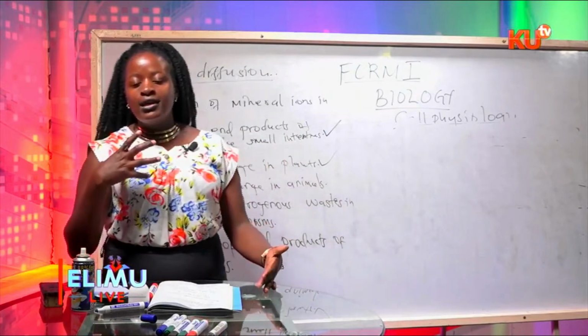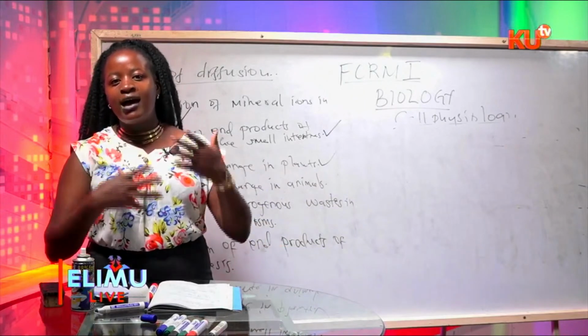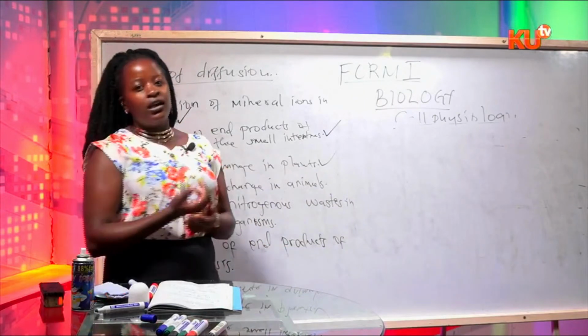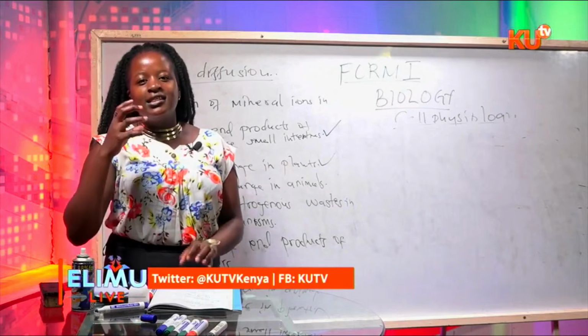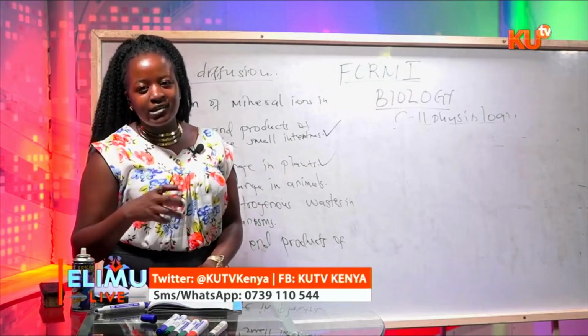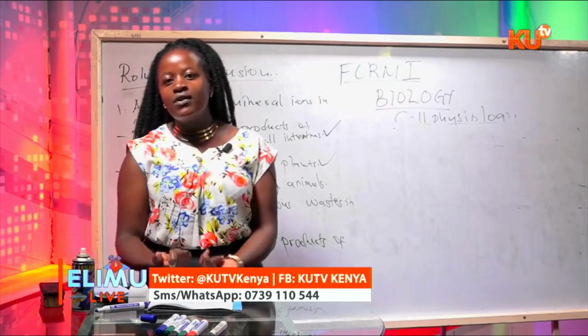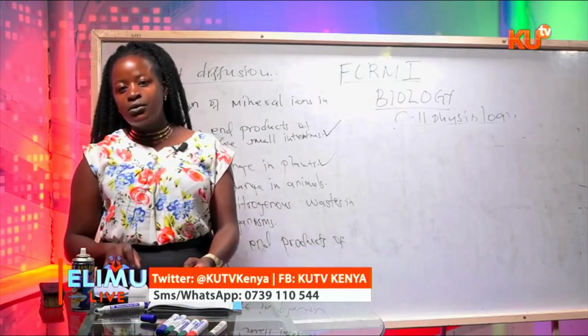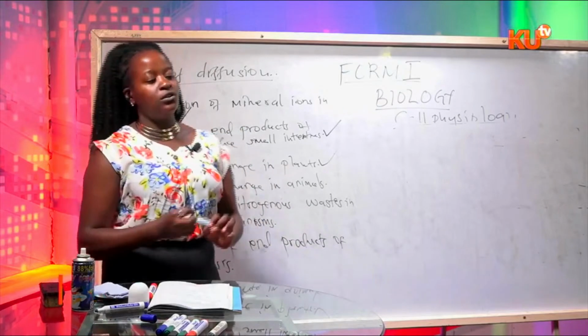Now, this process is reversed during the night. In the night, the plants take in oxygen and they also give out carbon dioxide through the process of diffusion.